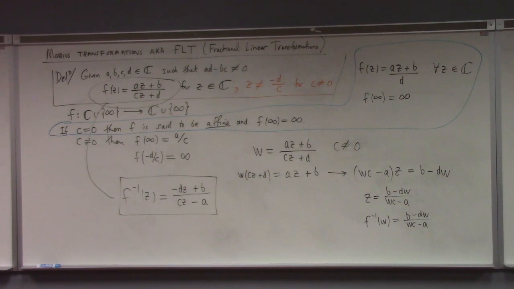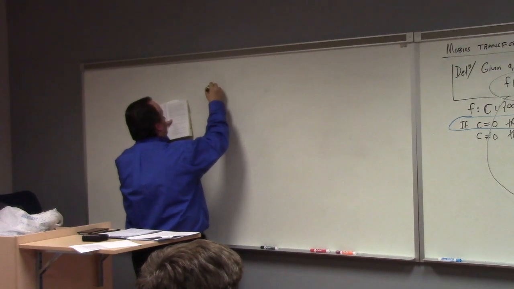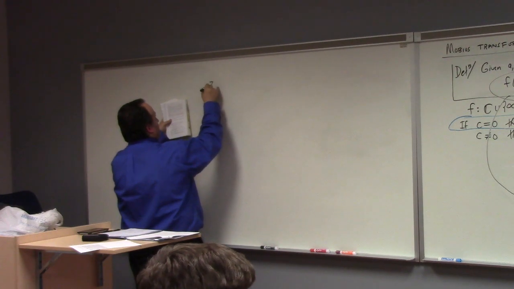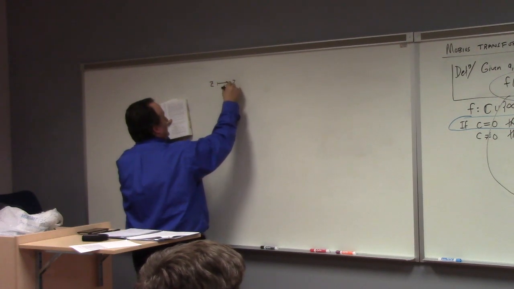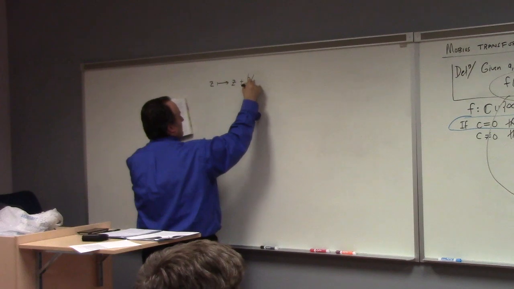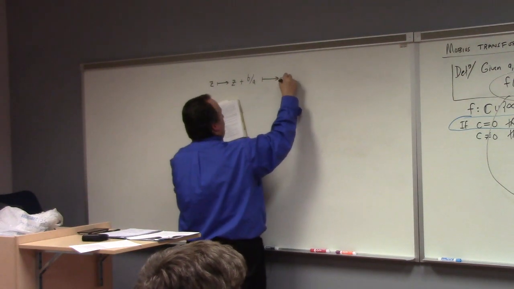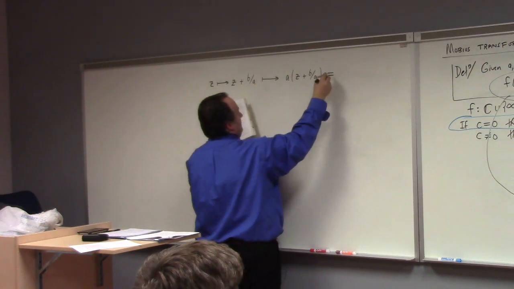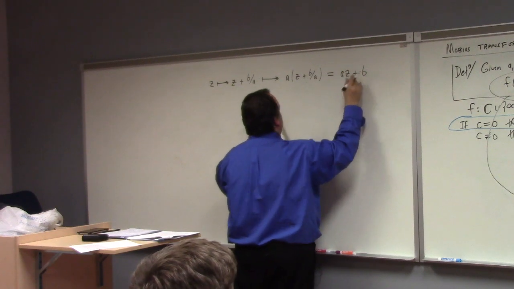But I just want to get to the main point here before we end today, which is if we look at, let's see here, z maps to z plus b over a, which maps to a times z plus b over a. What does that give us? That gives us az plus b, right?